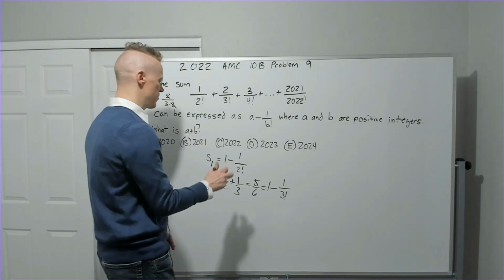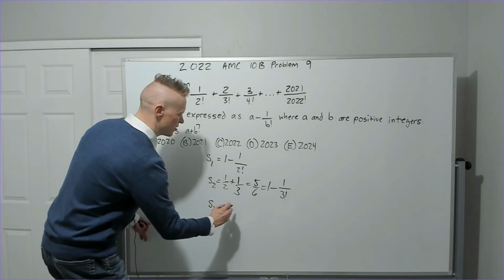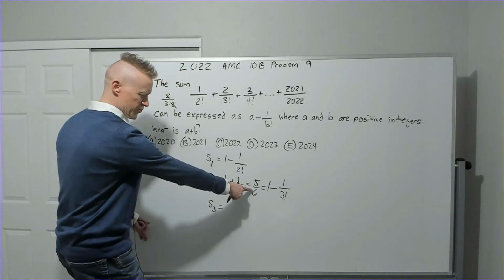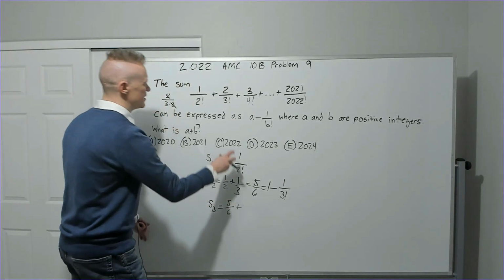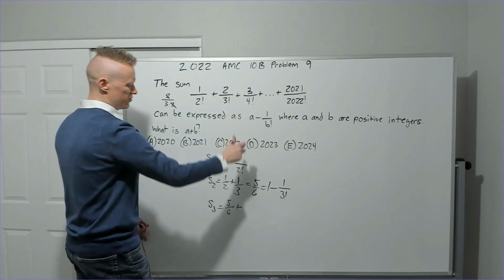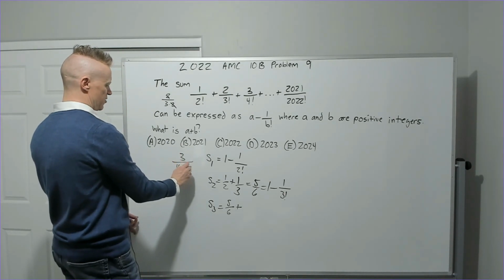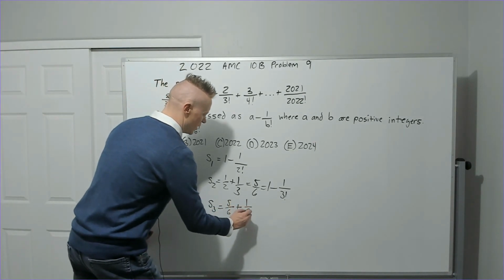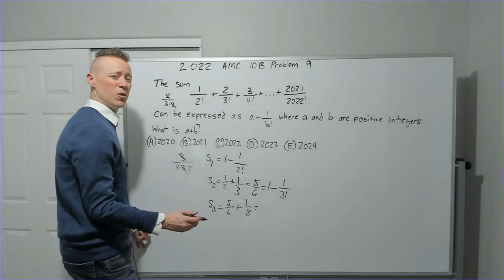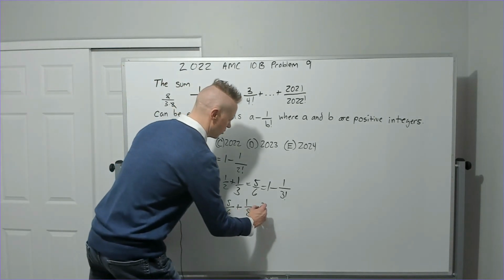Let's just check another one and see what we get. S sub 3 is going to equal the previous sum of 5 over 6, and now you're going to add 3 over 4 factorial. Again, that's 3 over 4 times 3 times 2. We cancel the 3's. That's going to be 1/8. We'll turn that into 24ths. This is times 4. I get 20 over 24.